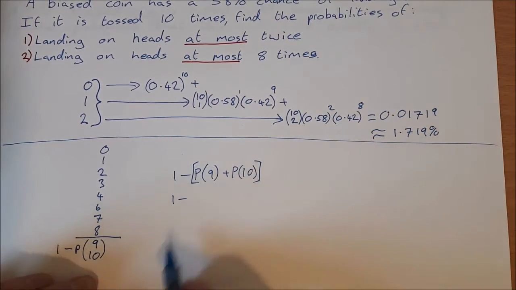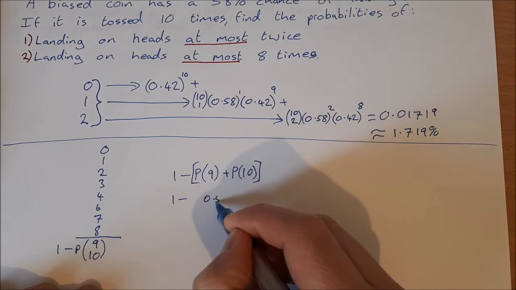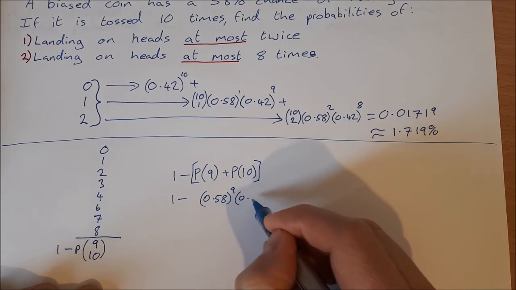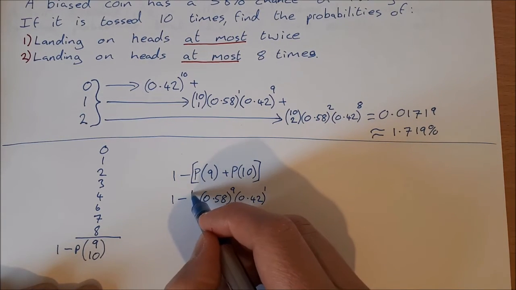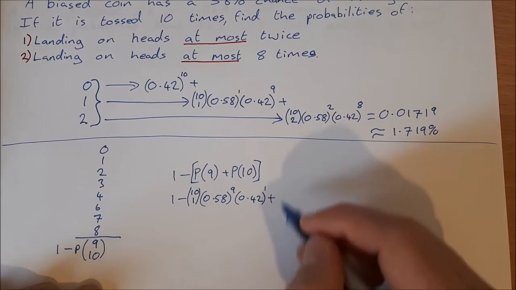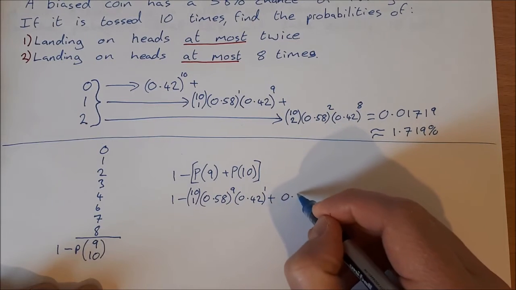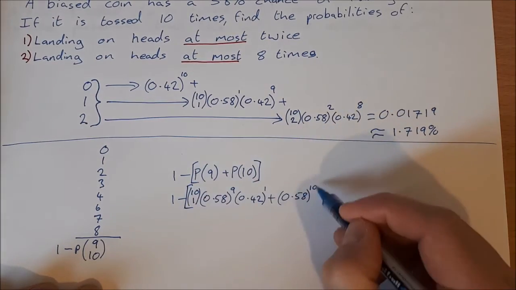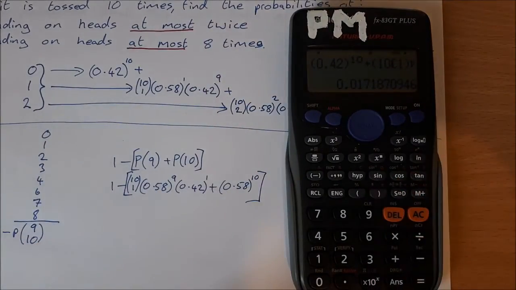1 minus, now the probability of getting 9 heads. So that is heads, which is 0.58, 9 times. It's tails, which is 0.42, once. And how many ways can that happen? That can happen 10 choose 1 ways. And then that's also plus the probability of 10 heads. The probability of 10 heads is just 0.58 to the power of 10. So put that into another set of brackets there like that. And we'll go back to our calculator.